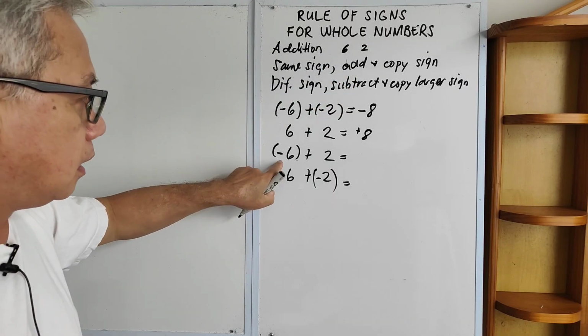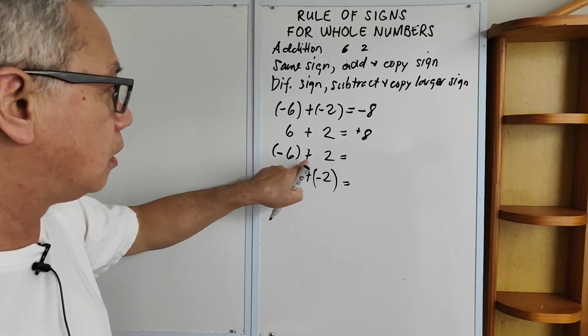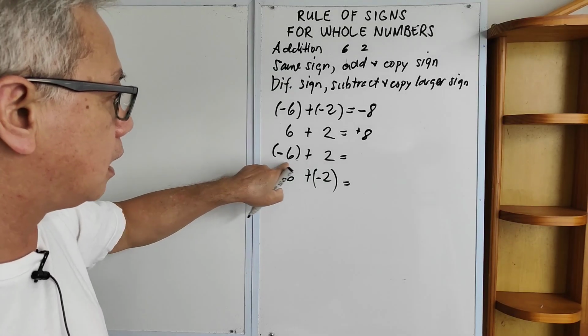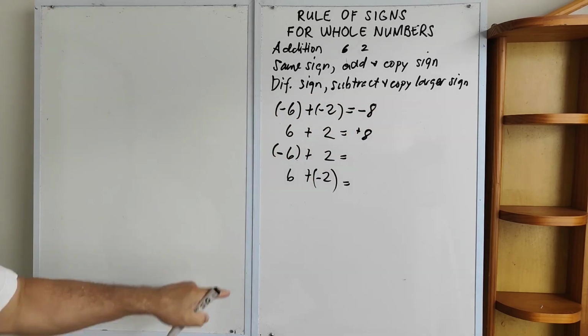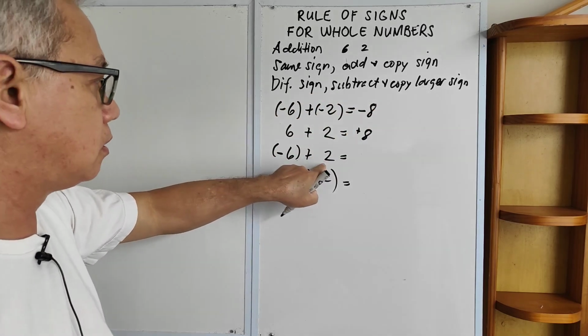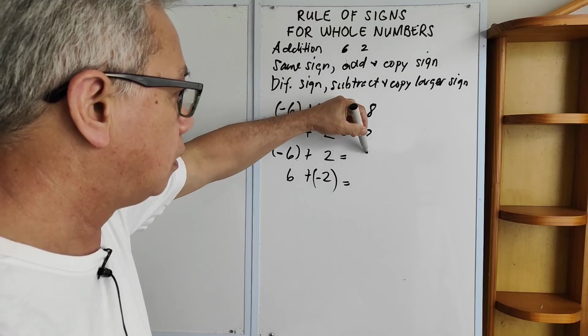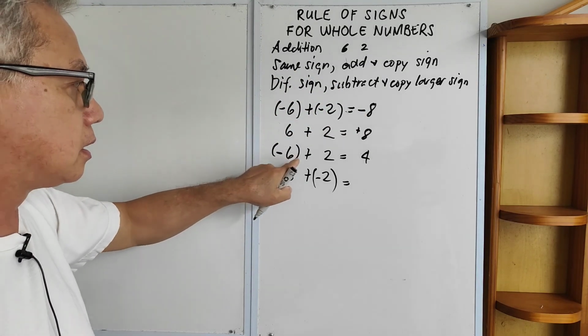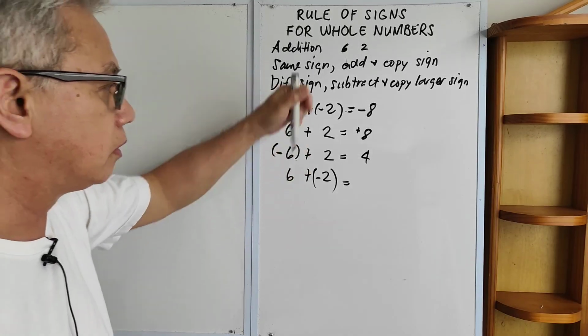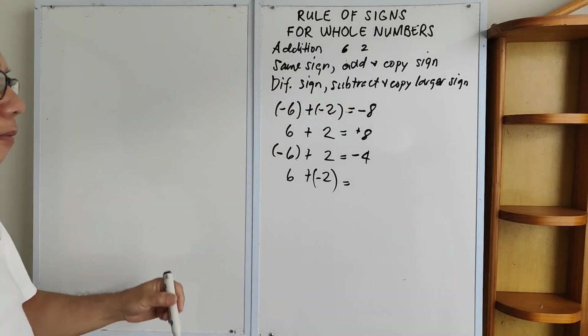Now in here, negative 6 plus 2. They have different signs. This is negative, this is positive. So different signs, subtract and copy the larger sign. So we subtract 6 minus 2 is 4. And then this 6 has the larger sign, so it's negative, so we put negative here.